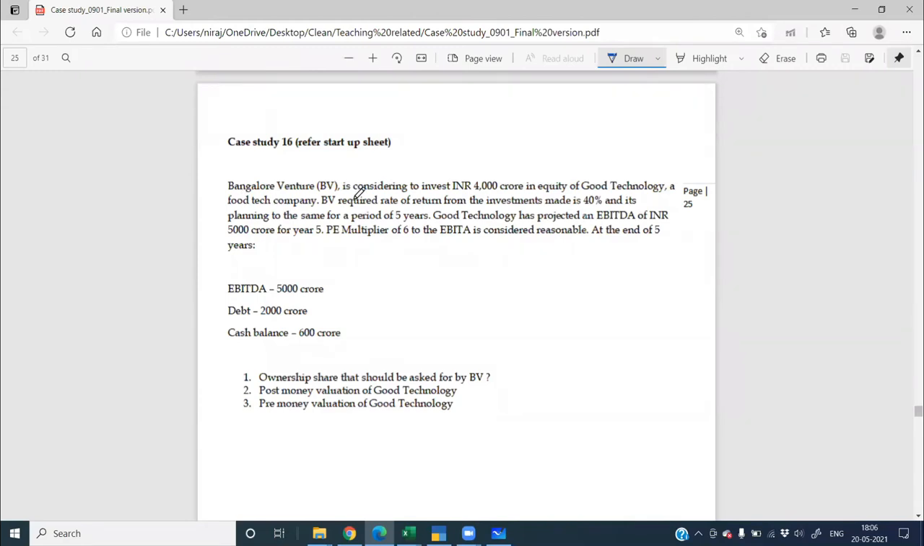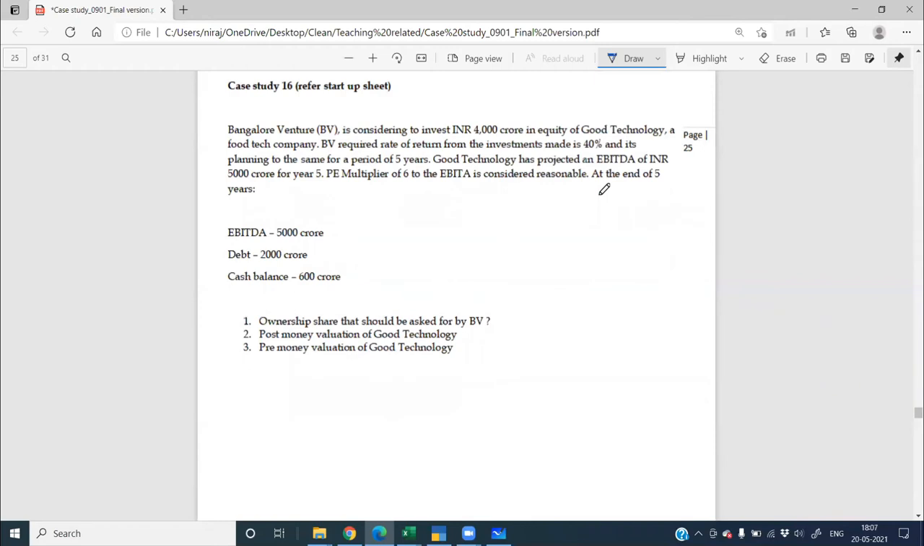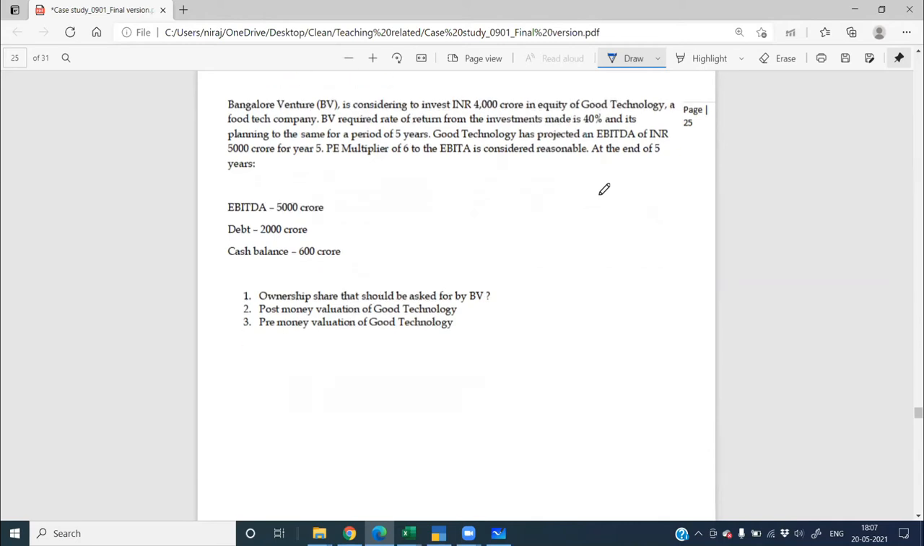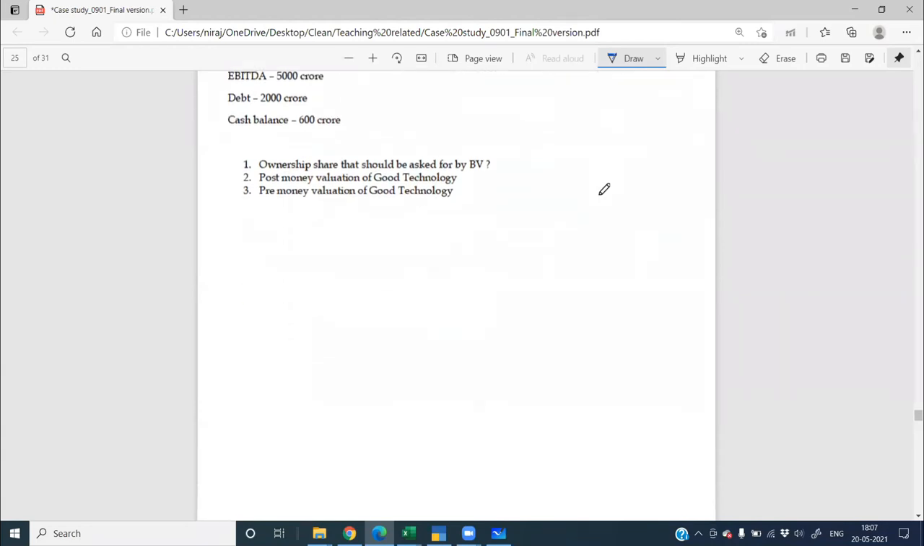The question that has been given to you is there is a company which is considering to invest 400 crores in an equity of Good Technology, a food tech company. The required rate of return on investment is 40% and it's planning the same for 5 years. Good Technology has projected an EBITDA of INR 500 crores for 5 years and a P multiplier of 6. At the end of the 5th year, for adjustment with EBITDA, what has been given is debt of 2000 crores and cash balance of 600 crores. So now the first step that we have to calculate is our.